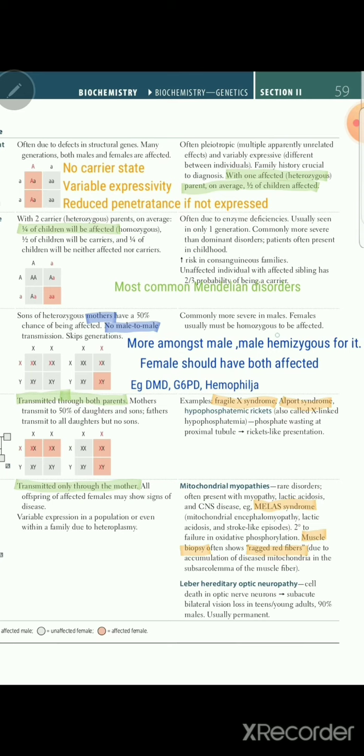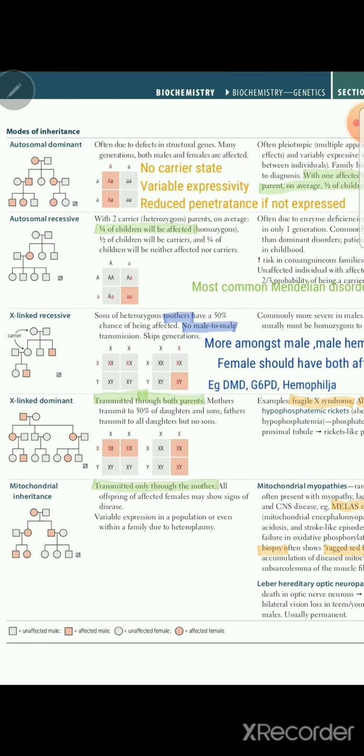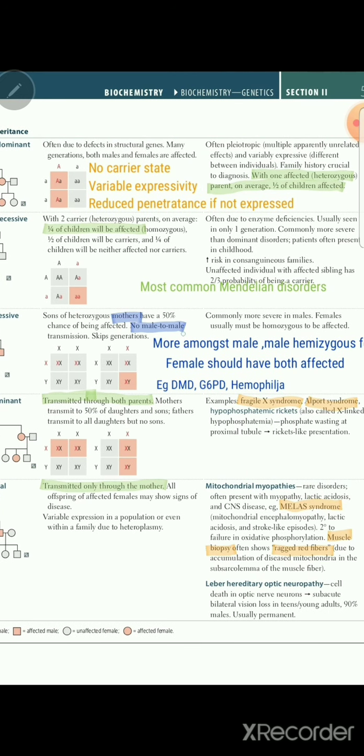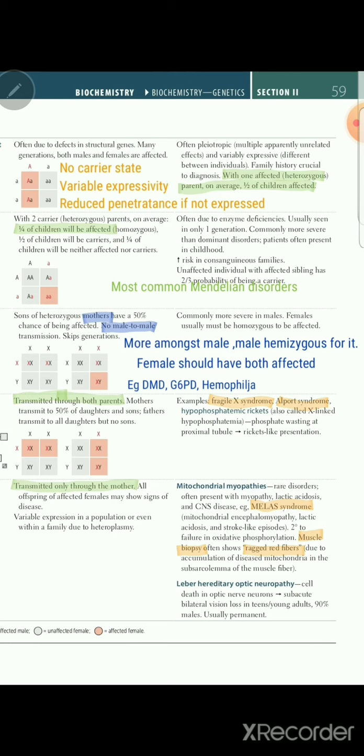It is an MCQ asked, male is hemizygous, not heterozygous. It is hemizygous because one X chromosome is already absent. Hemi means half. So Duchenne muscular dystrophy, G6PD deficiency, hemophilia, these are the disorders associated with X-linked recessive pattern, and they have no male to male transmission. Rather, they jump from one generation to another, skipping one generation, from mothers to sons. So mothers are only carriers because they have two X chromosomes. If one is abnormal, the other will compensate, and they will transmit to their sons. And mothers will be carriers, so one generation will be skipped and the next generation will be affected.